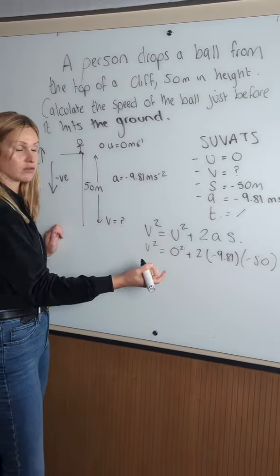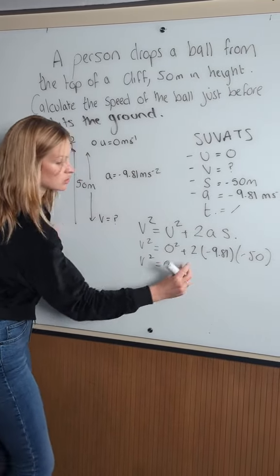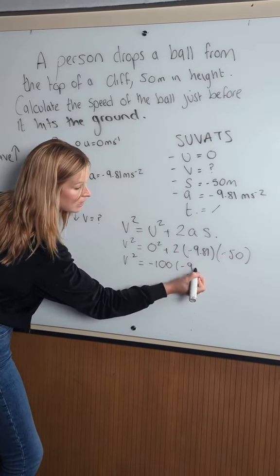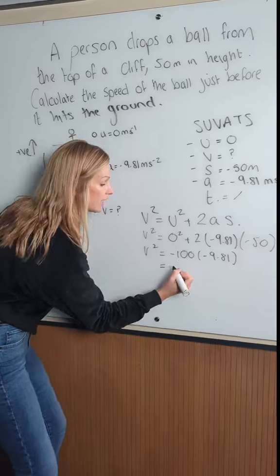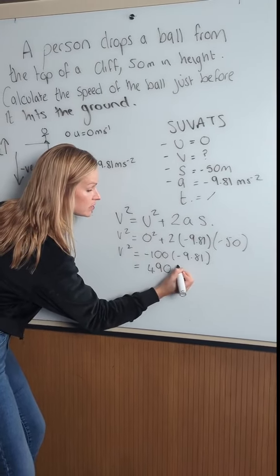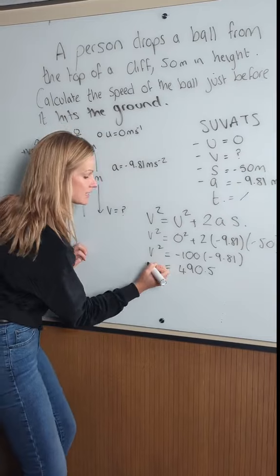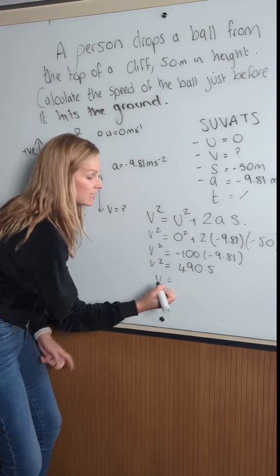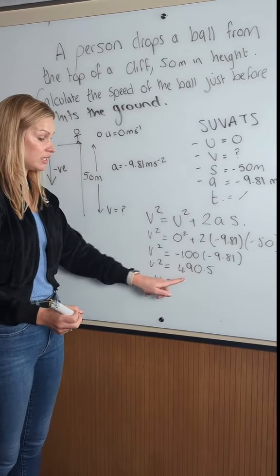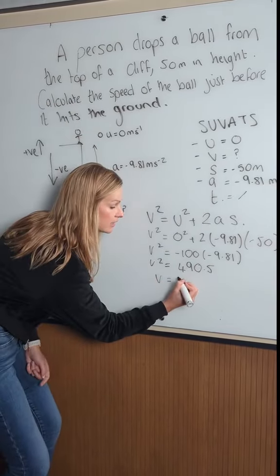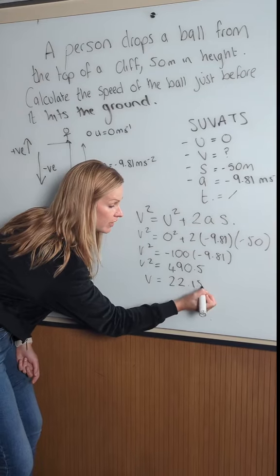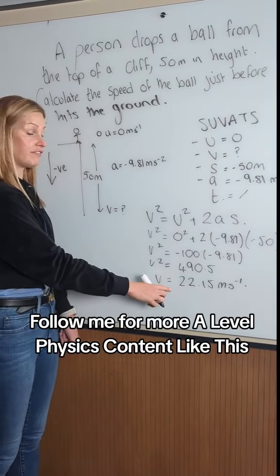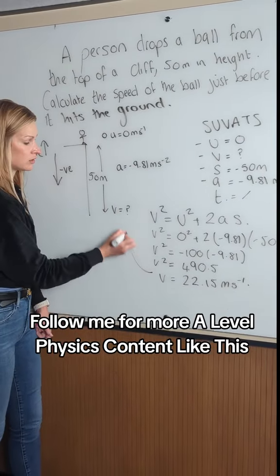Okay, so 0 squared is just 0. So V squared equals 2 times negative 50, which is negative 100, times negative 9.81. I get 490.5. But again, I remember that's V squared. So in order to find V, the final speed, I take the square root of this answer. When I take the square root in my calculator, I get 22.15 meters per second. Okay, and that's then the final speed of the ball just before it hits the ground.